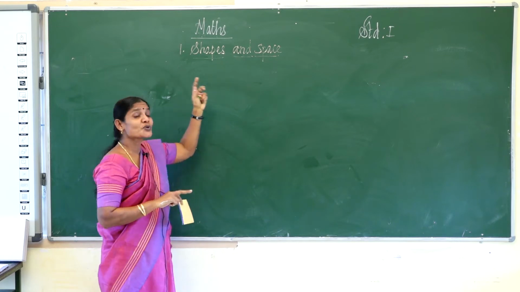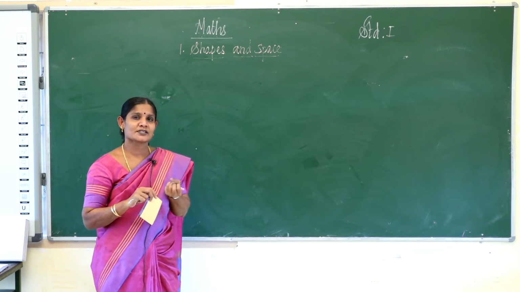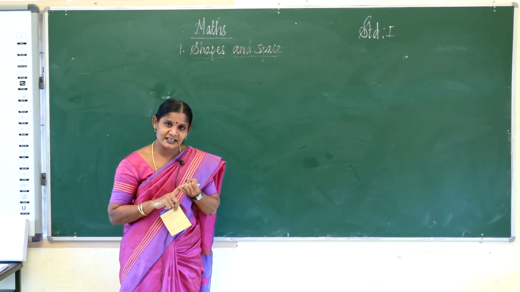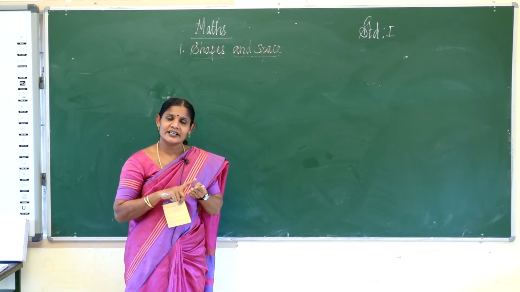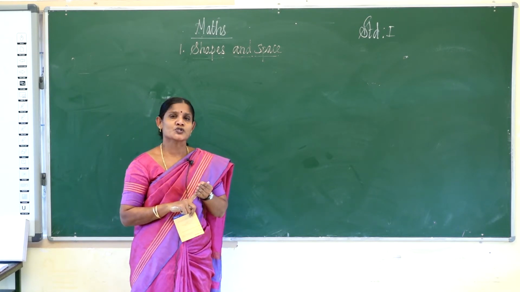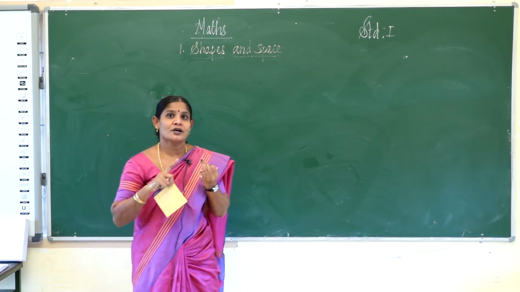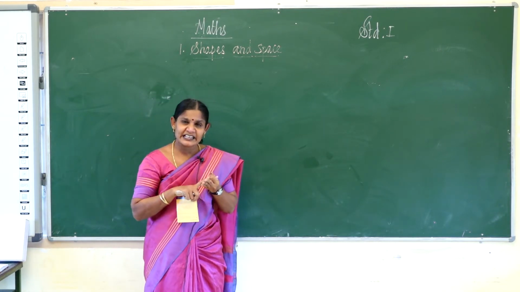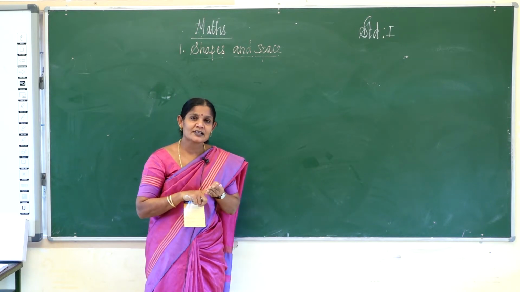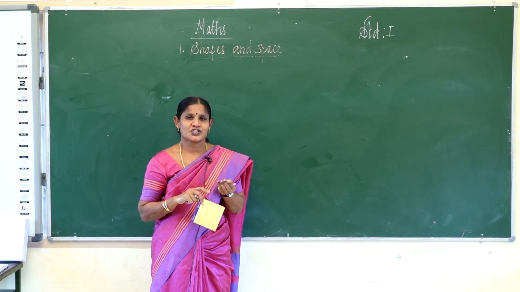What are the 2D shapes? Square, rectangle, circle, then triangle. These are the 2D shapes. What are the 3D shapes? Cube, cuboid, cylinder, then sphere. These are all 3D shapes.